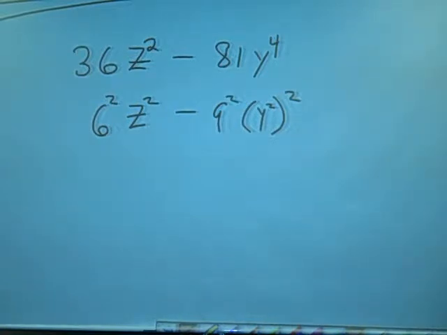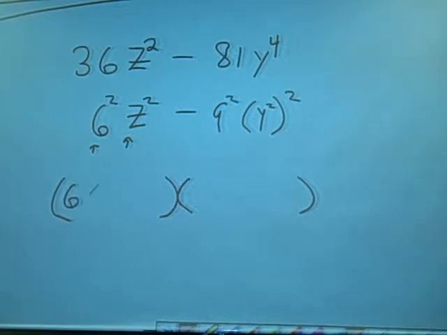6 squared z squared minus 9 squared y squared, parentheses squared, quantity squared. Okay, so from that, a couple of guys are still working on that. So from that, what can we put in for our factors? Well, 36 is 6 squared, right? What has to go here?